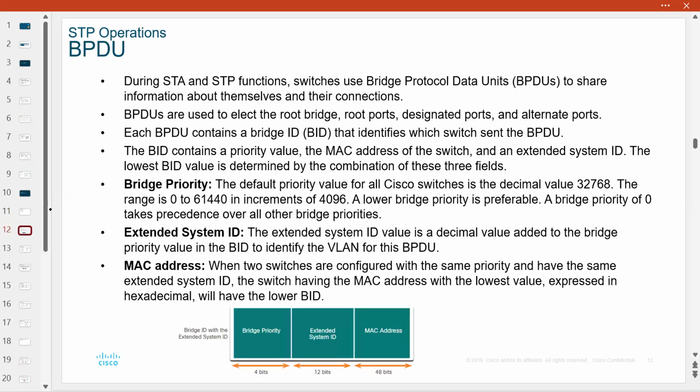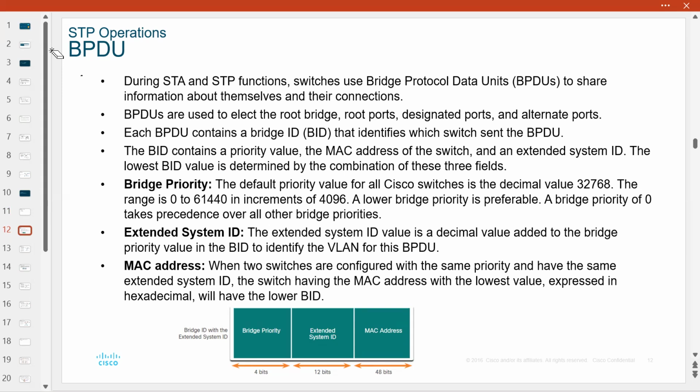Before we get there, let's introduce what we call the BPDU, the Bridge Protocol Data Unit. This answers the question of how the algorithm chooses a root bridge. In a network with three layer two switches, how does the network know which of switch one, two, or three is the root bridge? How does it know which are the root ports and designated ports? We have what we call the BPDU.